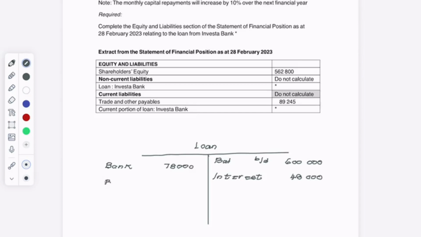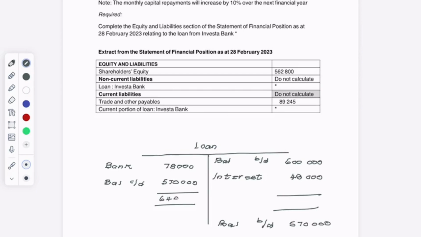Let's complete this ledger account. So we're going to have a balance carried down of 570,000. And the balance brought down at the beginning of the next financial year will be 570,000. These totals are 648,000, 648,000.